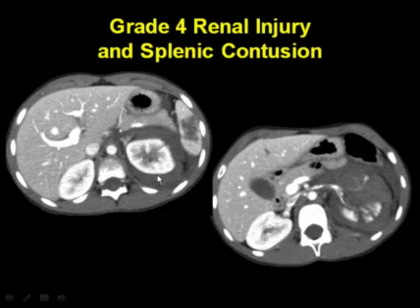So here is an example of a patient with trauma, a grade 4 renal injury. You see the large hematoma surrounding the kidney, and at this level you can see that there are extensive lacerations and hematoma, and there's also a splenic contusion, and ultrasound would really not be appropriate for the evaluation of this type of injury.